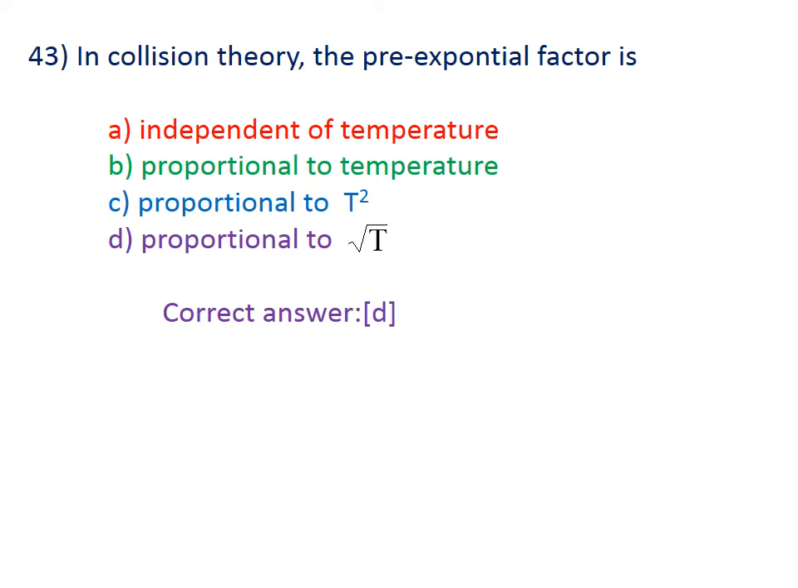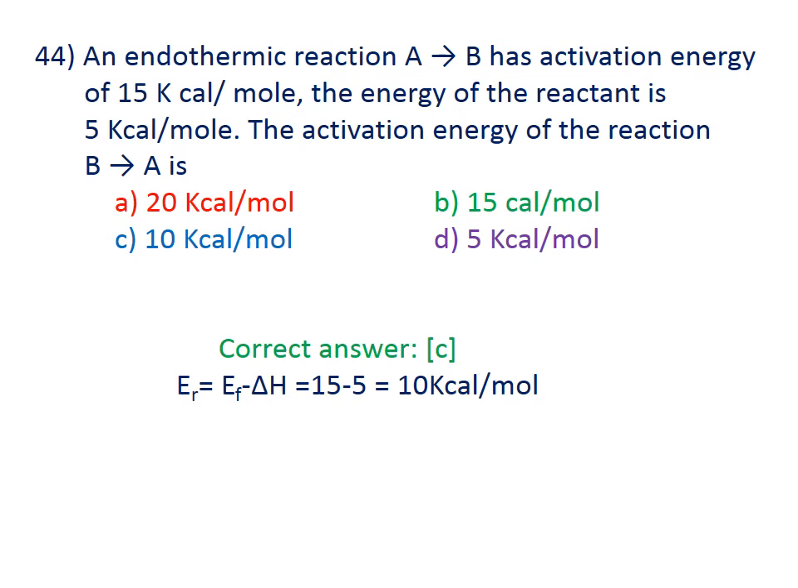43. In collision theory, the pre-exponential factor is A. Independent of temperature, it is wrong. B. Proportional to temperature, wrong. C. Proportional to d square, it is also wrong. D. Proportional to root of T, the correct answer is D. According to collision theory, the pre-exponential factor is directly proportional to root of T. Correct answer is D.